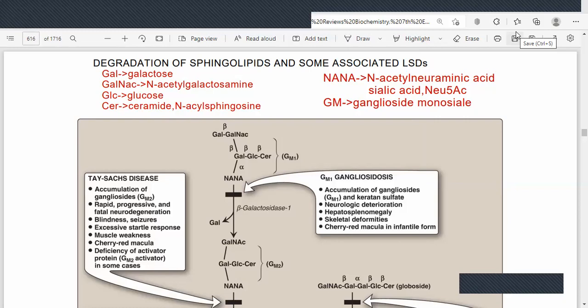In today's session, we are going to look at the degradation of sphingolipids. Under sphingolipids, we also have others known as glycosphingolipids and some associated lysosomal storage diseases. These enzymes, which usually catalyze the degradation of sphingolipids, are mainly found in the lysosome. Hence, if those enzymes are faulty, there will be accumulation of these sphingolipids in the lysosome. So that is why they are known as lysosomal storage diseases.